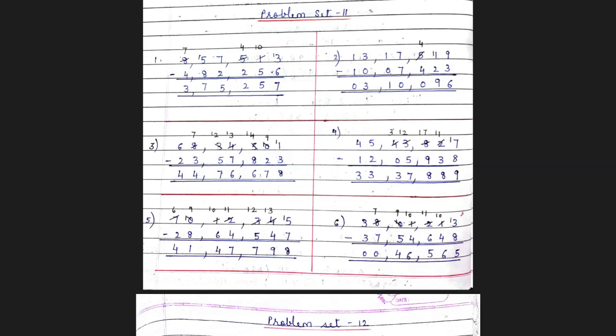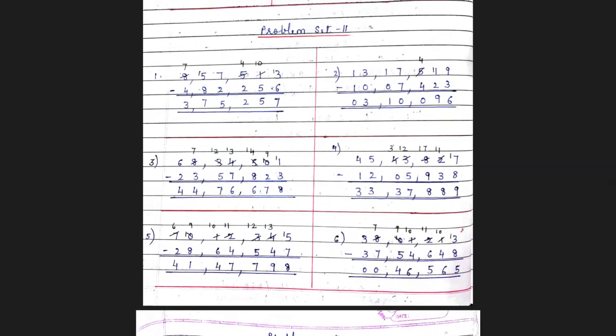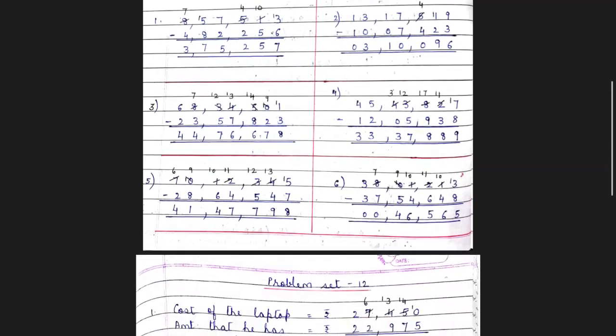4 minus 2 is 2. 7 minus 2 is 5. 5 minus 8 not possible, so it borrows. 15 minus 8 is 7. 8 has become 7. 7 minus 4 is 3. Therefore, your answer is 3,75,257. Okay. Question number 2 is comparatively very easy. There's only one borrowing which is there. I'll explain to you question number 3.